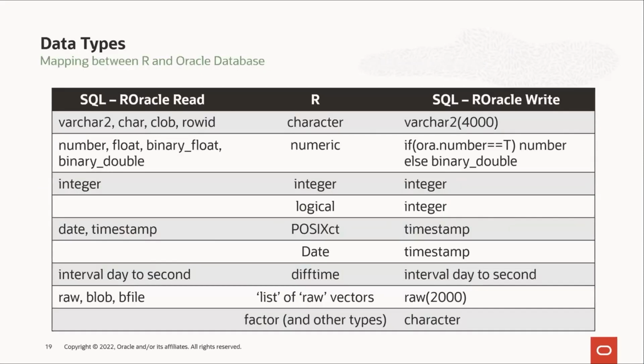Now, just for reference, here's a mapping between R data types and the database. The OML for R mapping follows that of the R Oracle package. For example, if the database has a column of type date or timestamp, this is mapped to R's POSIXct data type. And if an R data frame has a column of type POSIXct or date, this gets written to the database as type timestamp.